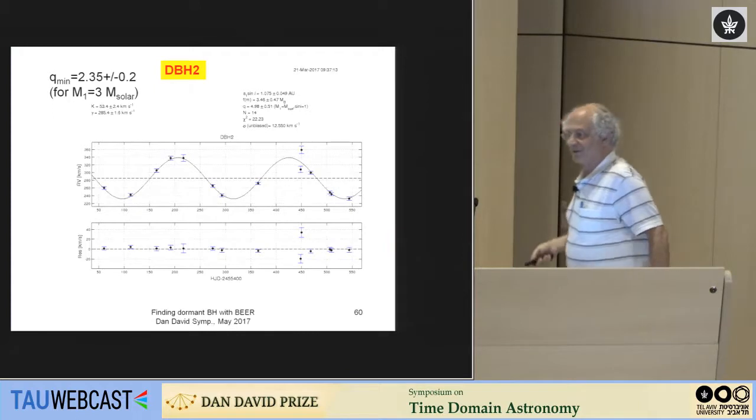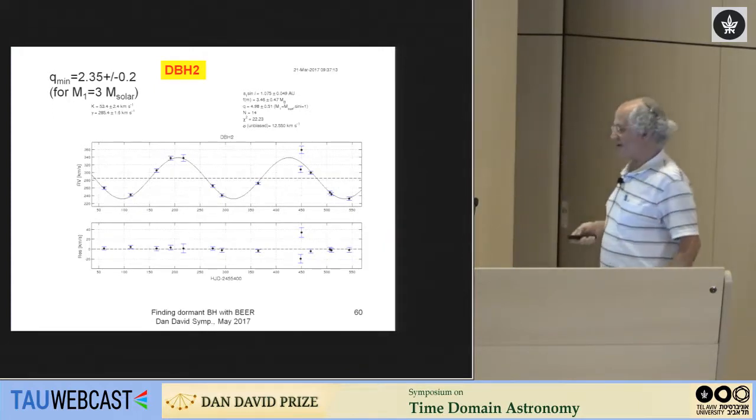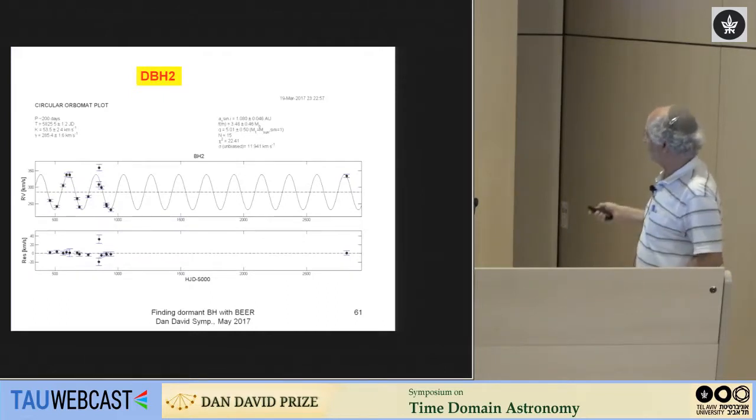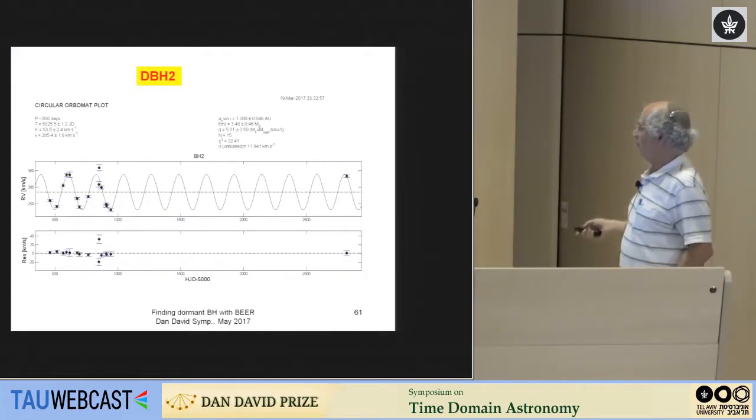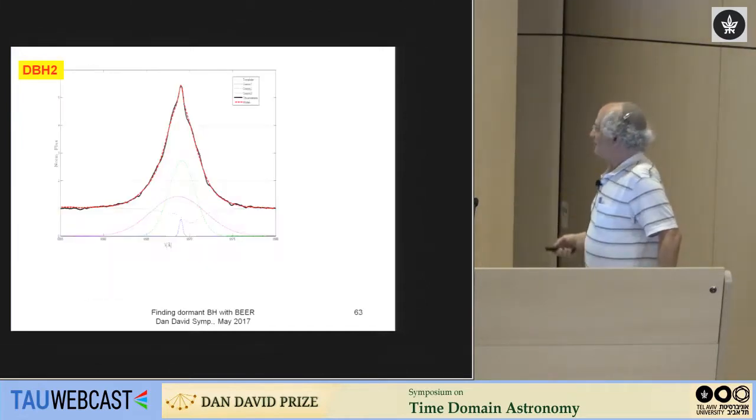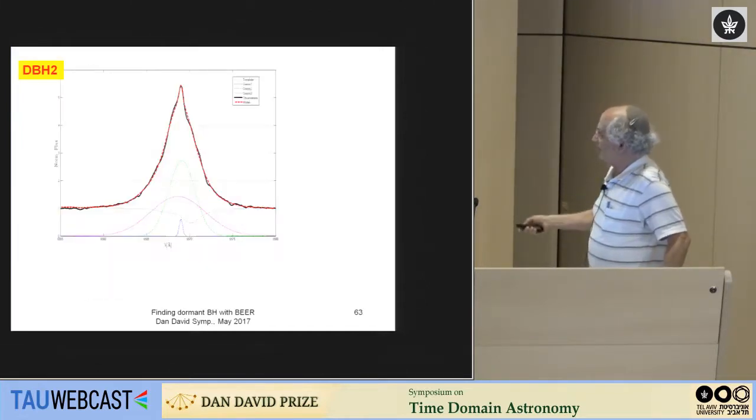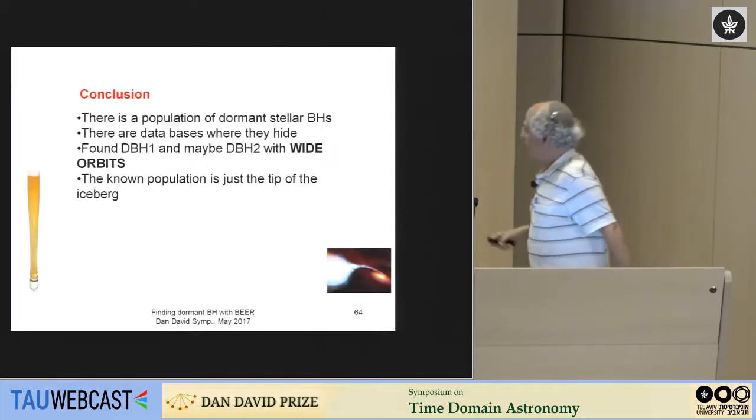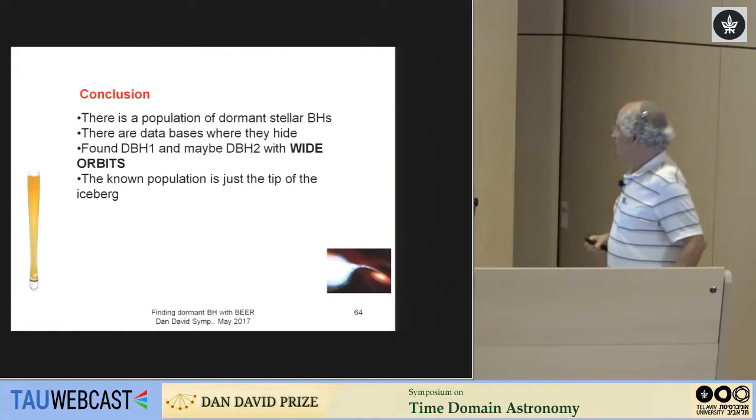We also have radial velocity. We can derive the masses. We didn't do that in the very accurate way that we did for the first one, and we got a few more measurements for that. It fits with that period, and again there is emission, but there is apparently a 3-component emission here. So the conclusion is that there is a population of dormant stellar black holes.